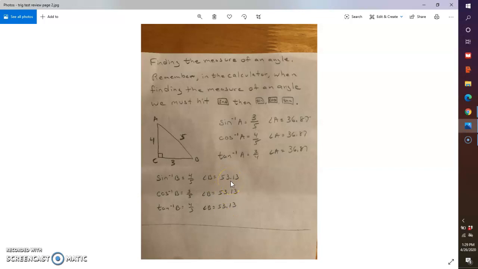Now, I know someone's going to ask, well, if we know that we have a right angle, and we have angle A, can't we just subtract from 90 to get angle B? You can, but for our purposes here, we're practicing the trig function. That's why I write the trig function out.